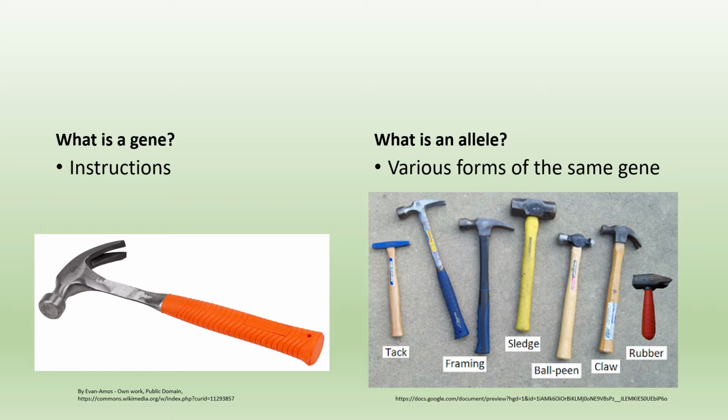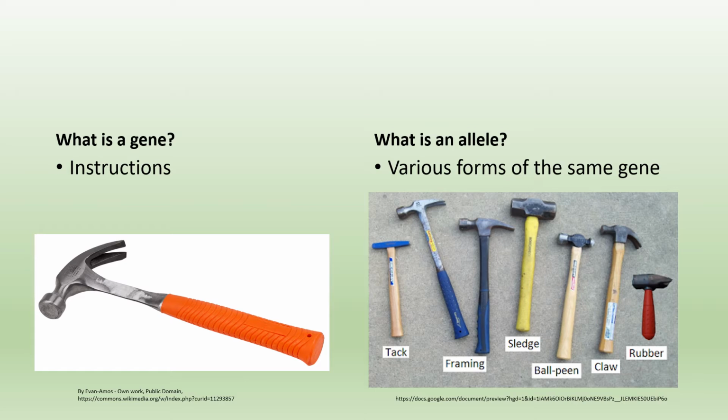Now, there can be a lot of different variations on genes. We call these variations alleles. So the gene that manufactures hammers is always going to manufacture a hammer, but if there are different alleles of it, it might make a tack hammer or a framing hammer or a claw hammer, all of these different kinds of hammers. We can also think of these as recipes, and there are lots of different recipes to make pasta sauce or chocolate chip cookies.